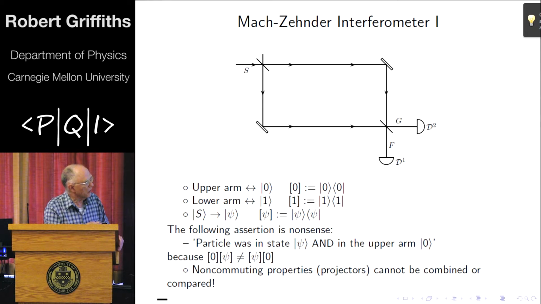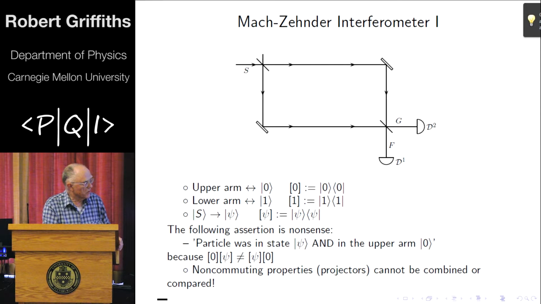Lower arm is ket 1, and I'll use this symbol for the projector, right? 0 inside square brackets is ket-bra 0, a projector onto that state. Similarly 1. And then the idea is that if I go through the beam splitter, I get some state psi, and there's a projector associated with that state formed in the usual way. For instance, the 0 might be plus z, the 1 might be minus z, the psi might correspond to the x direction. The crucial point is that the following assertion is nonsense.